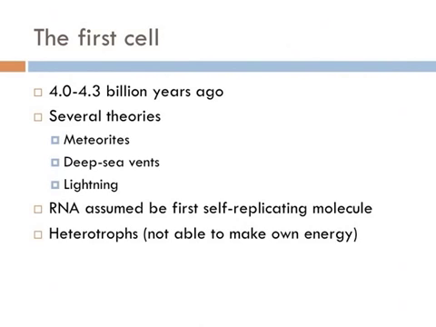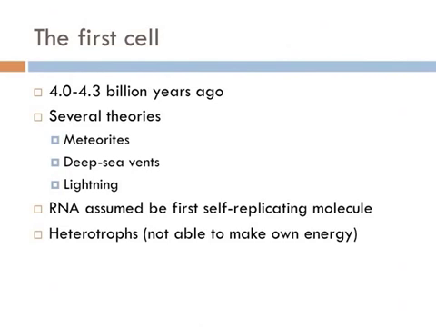It is thought that the first cell developed 4.0 to 4.3 billion years ago. That's nearly right after the Earth came to be. There are several theories about how it came to be. The first cells could have blasted onto Earth by meteorites or spontaneously generated from deep sea vents or by lightning. Well, it is assumed that RNA was the first self-replicating molecule. This is assumed because RNA is the simplest self-replicating molecule that we know of.